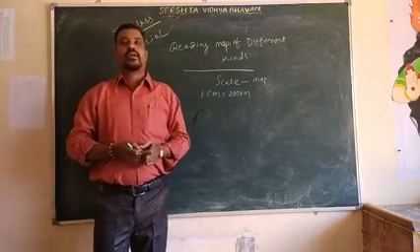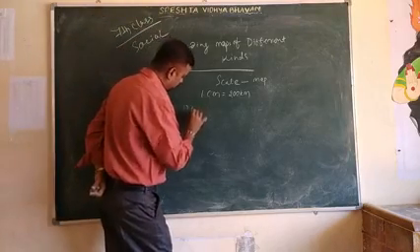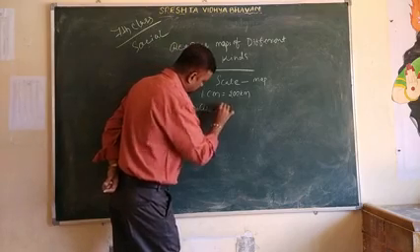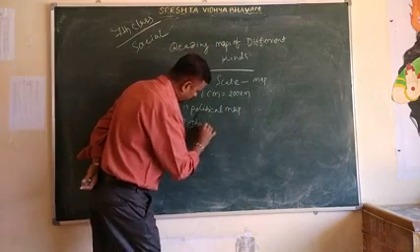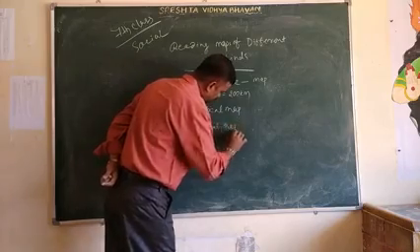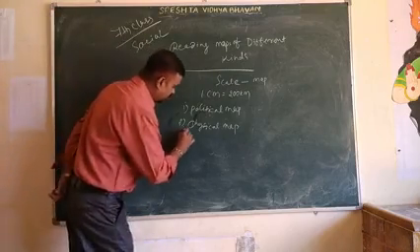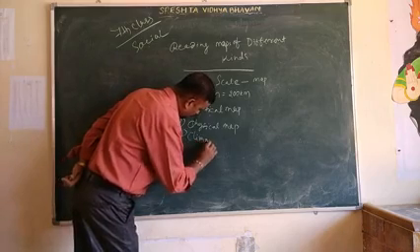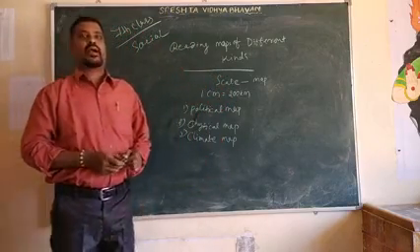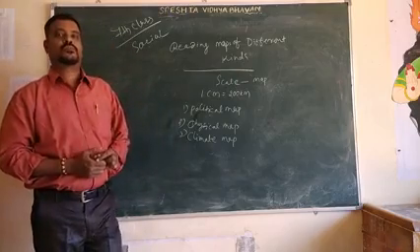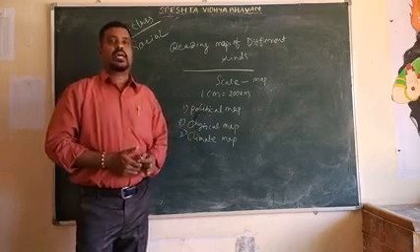There are many types of maps. The first one is the political map, the second one is the physical map, and the third one is the climatic map. So these are the different kinds of maps.